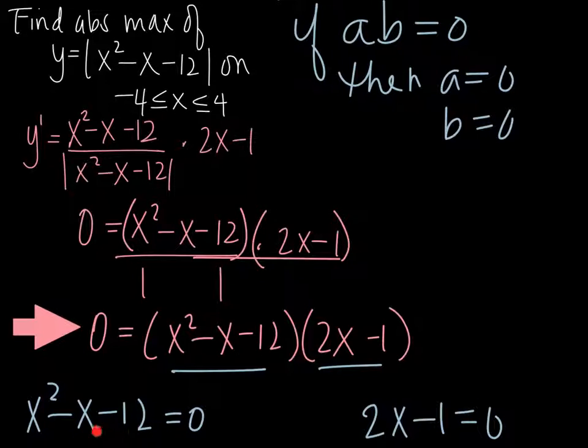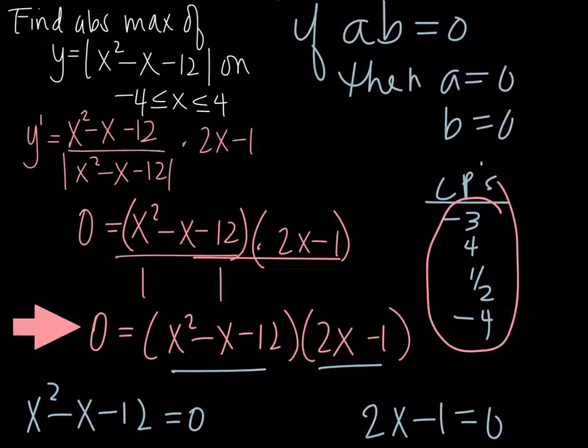Now I can factor, and I'll get two critical points out of here, which are -3 and 4. I'll get a critical point out of here, which is 1/2. And so that means I'll have critical points at, like I said, -3, 4, 1/2, and let's not forget our endpoints. So 4 is already over here, so I'm just missing -4. So these are the locations for possible maxes and mins.